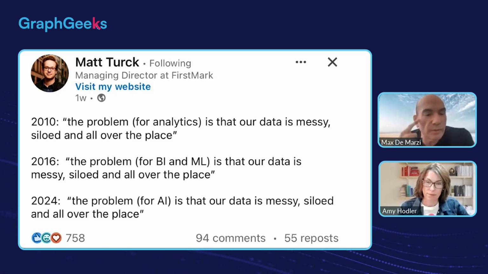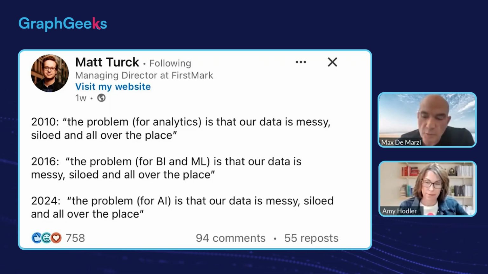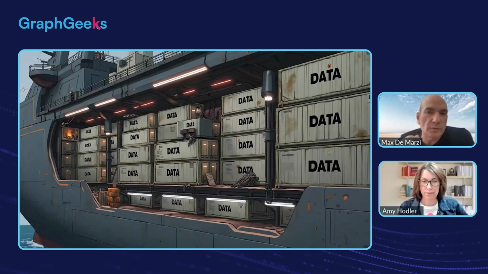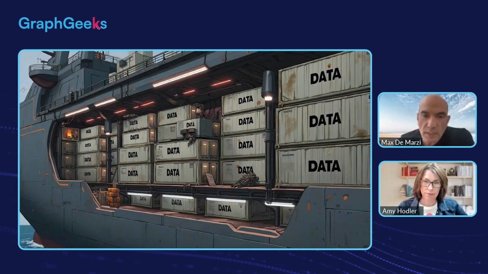And now, today, the problem for AI is that the data is messy, siloed, and all over the place. So what do people do, right? They move the data around from databases to data warehouses to data lakes to data lakehouses to data meshes to data warehouse platforms. They keep moving this data around. And to be honest, it's just not enough.